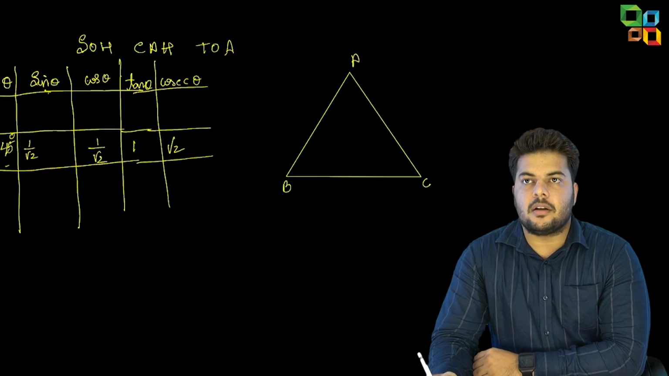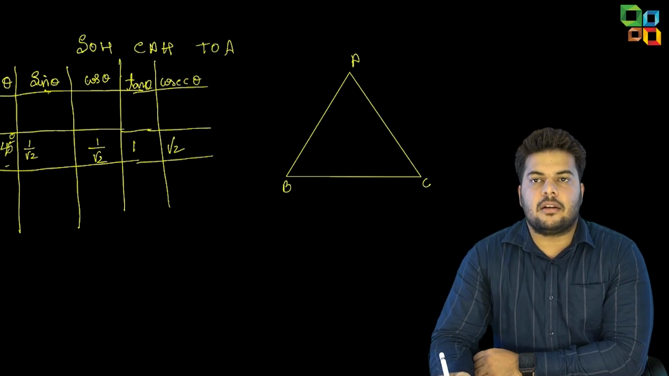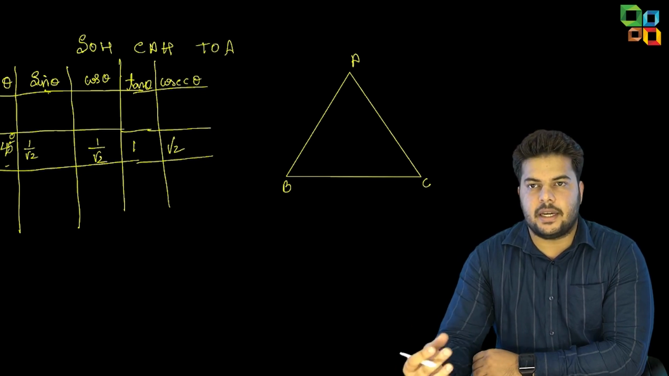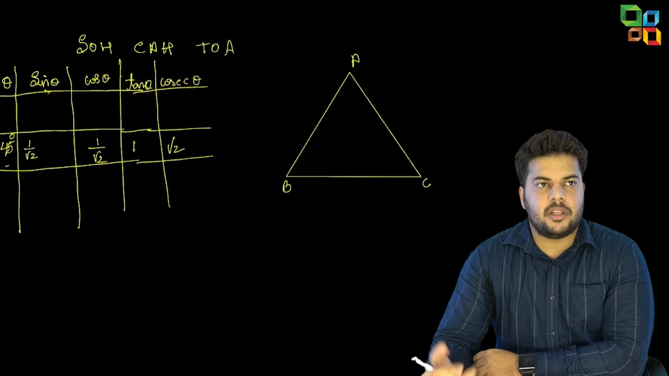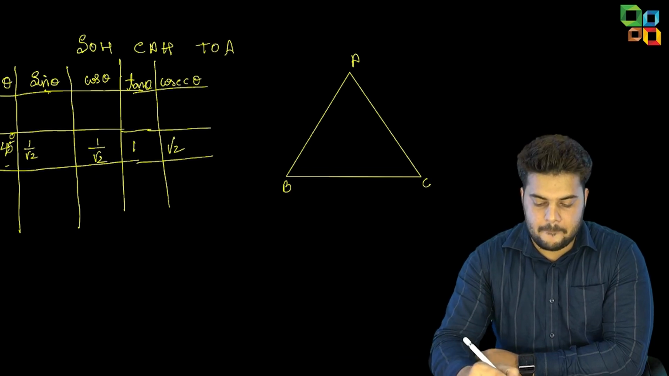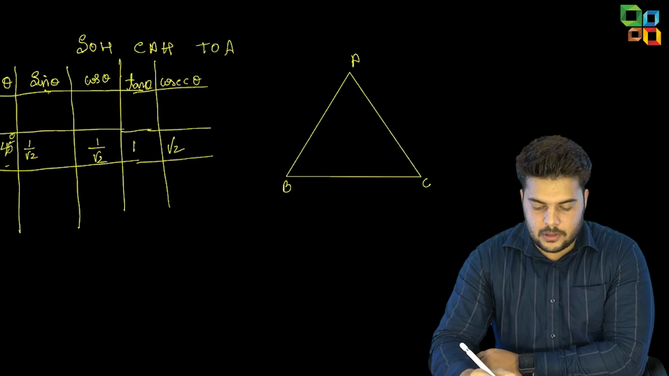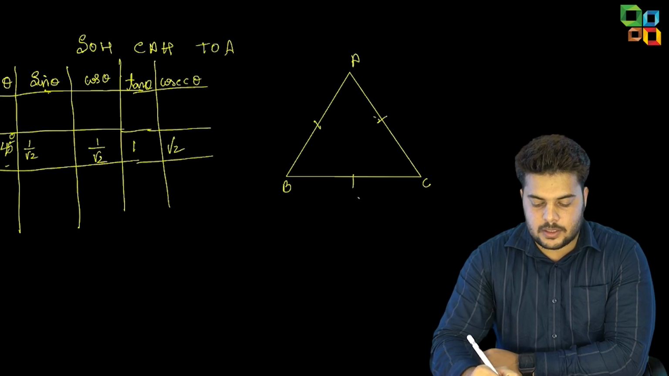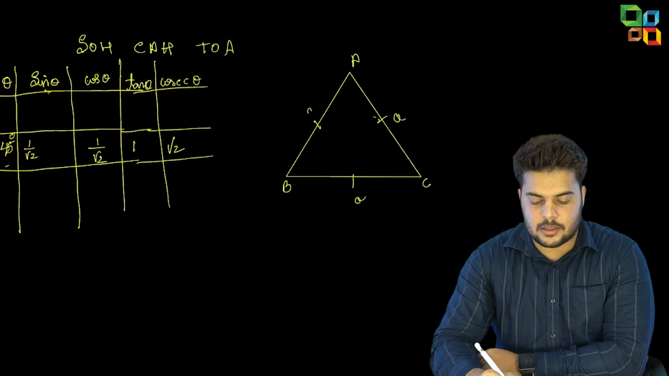What does that mean, equilateral? Lateral, all sides and angles are equal. Lateral meaning sides, and equi meaning all sides are equal, right? So we have an equilateral triangle, all the sides are equal. Let's say this is A, and this is A.